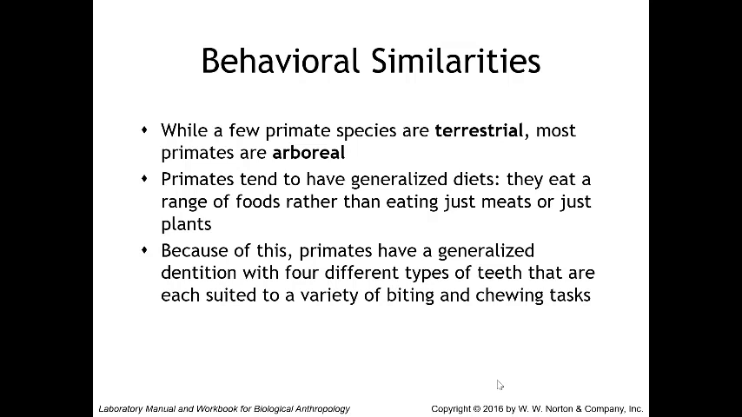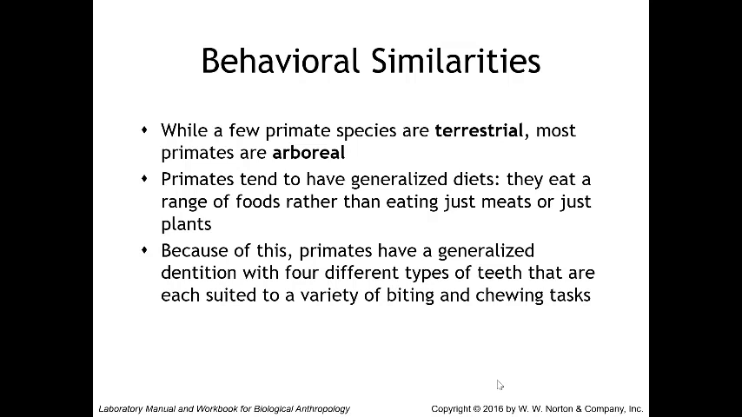So while a few primates are terrestrial, most primates tend to be arboreal. So those that are terrestrial, we mean that they live on the ground, right? Arboreal means that they spend the majority of their time in trees. So this means, given that most of them are arboreal and some are terrestrial, that many primates really live in these densely forested environments.